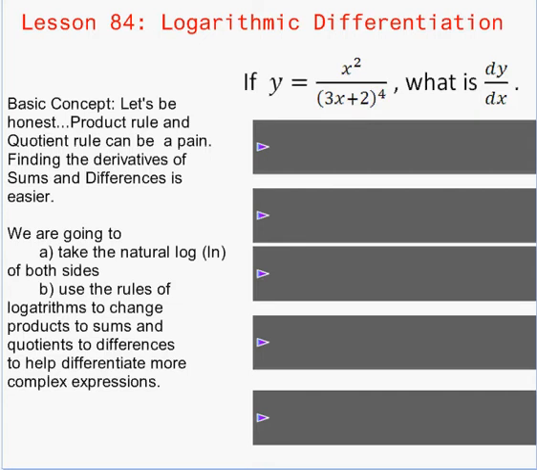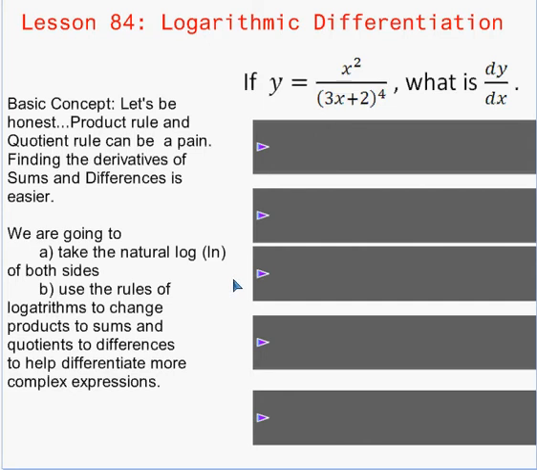Sometimes it's a pain to use the product rule and quotient rule, especially when there's a lot of products and quotients involved. So what we're going to do is go ahead and take the natural log of both sides and use the rules of logarithms to change these products into sums and the quotients into differences. And so then we'll just be differentiating natural log, and finding the derivative of natural log is much easier than finding the derivative of products and quotients.